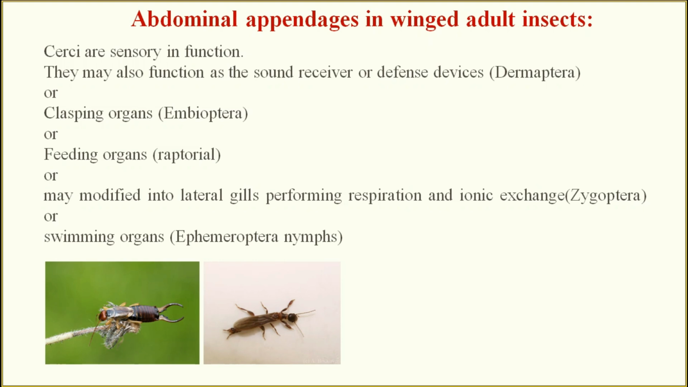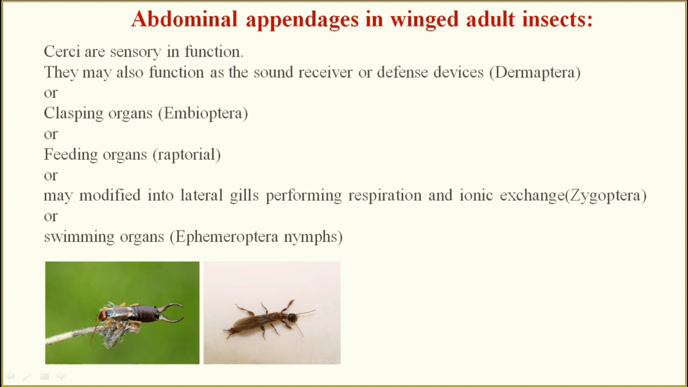Also, it is different. Modified systems are there. Swimming organ in case of Ephemeroptera, their function is different. This is earwig, but this is Dermaptera. One is earwig, another one is web spinners. That is your Embioptera. Earwig is your Dermaptera. In Dermaptera like this it will be there.